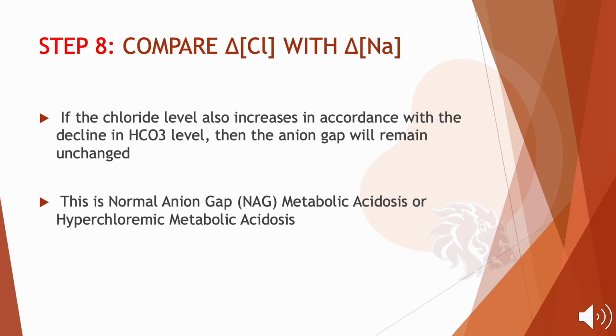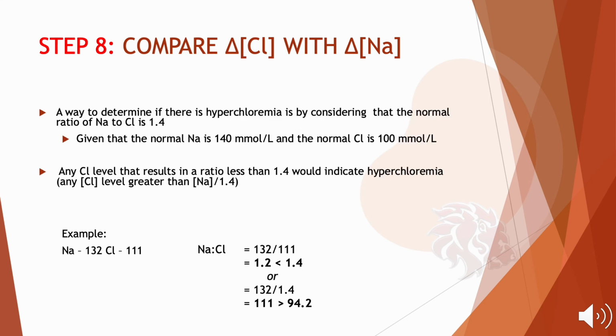In patients with normal or non-anion gap metabolic acidosis, we can compare the delta chloride with the delta sodium. If the chloride level also increases in accordance with the decline in the bicarbonate level, then the anion gap will remain unchanged. This is what you call normal anion gap metabolic acidosis or hyperchloremic metabolic acidosis. A way to determine if there is hyperchloremia is by considering the normal ratio of sodium to chloride, which is 1.4. Any chloride level that results in a ratio less than 1.4 would indicate hyperchloremia.